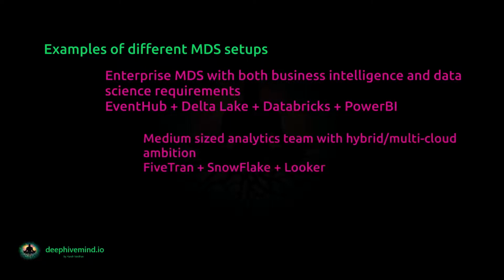2. Medium-sized analytics team with hybrid/multi-cloud ambition. Fivetran plus Snowflake plus Looker. SMEs have a varying degree of needs and tend to mix and match tools and cloud providers. Snowflake is a suitable choice as it is cloud agnostic and compatible with most ETL tools. The tools listed are expensive compared to the Azure solutions.